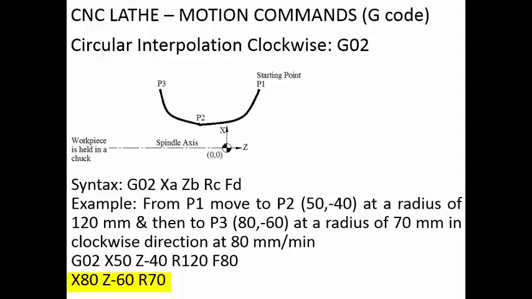Then it has an X coordinate, it has a Z coordinate, and it has the R radius value also. It has not got any feed value here, so it will take whatever the previous feed rate is, that is F80, and it will execute the same way. So either you can specify all the parameters every time, or you can neglect the repeating parameters, so that we can reduce the amount of typing you have to perform. That is about the circular interpolation clockwise.